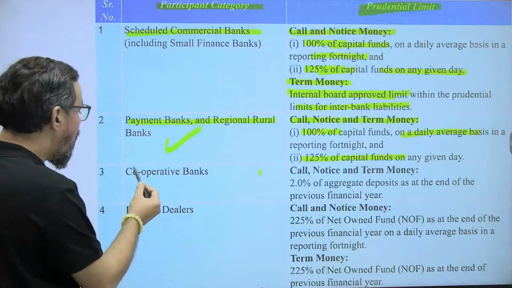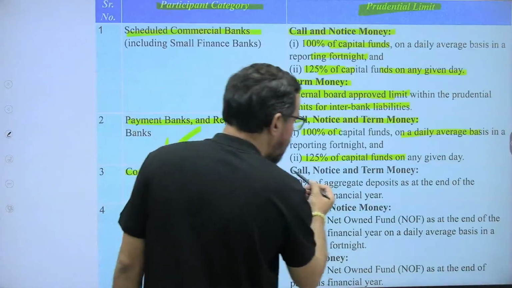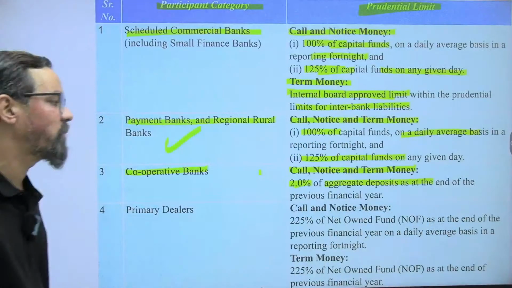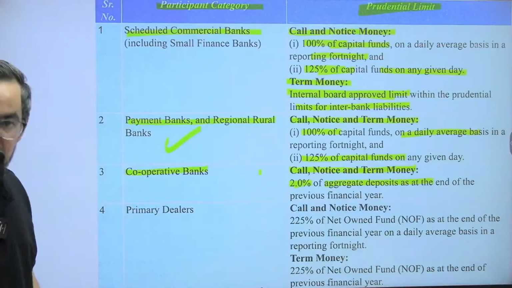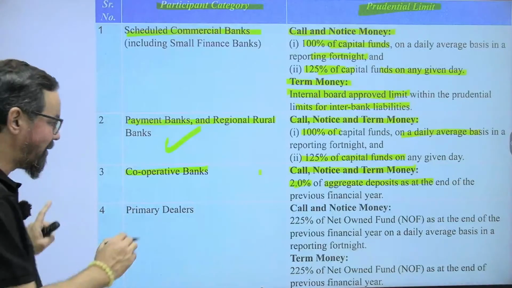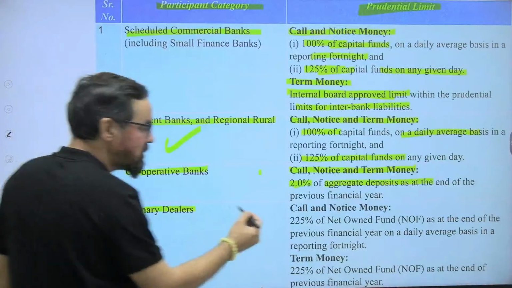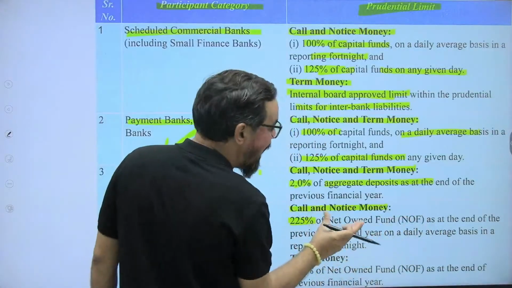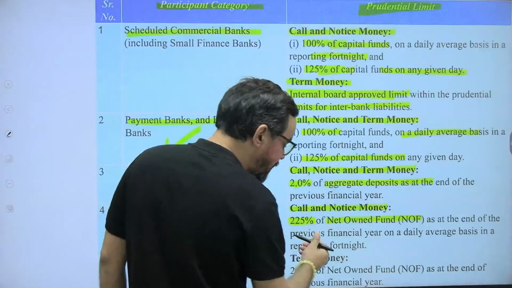For cooperative banks, call, notice and term money is 2% of aggregate deposits as at the end of the previous financial year; that is how it gets calculated. For primary dealers, call and notice money is 225% of net owned funds as at the end of the previous financial year.